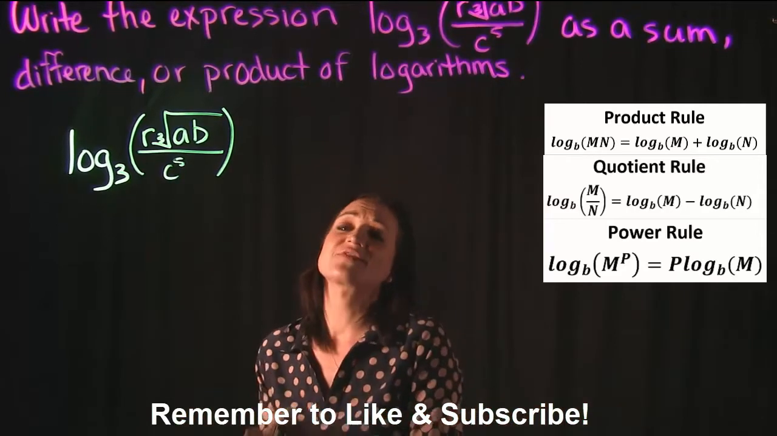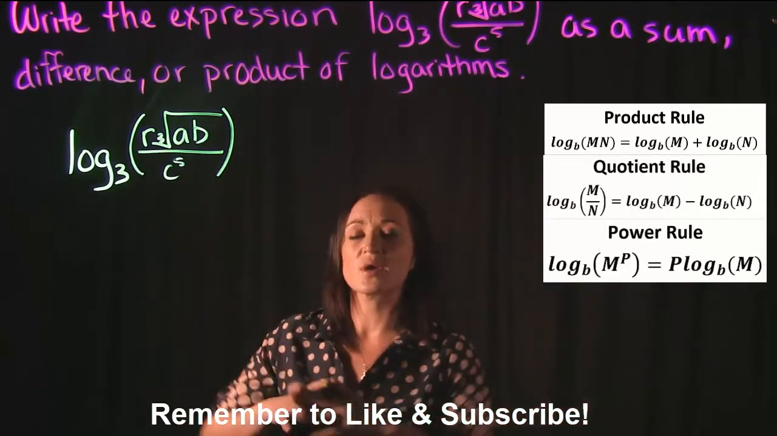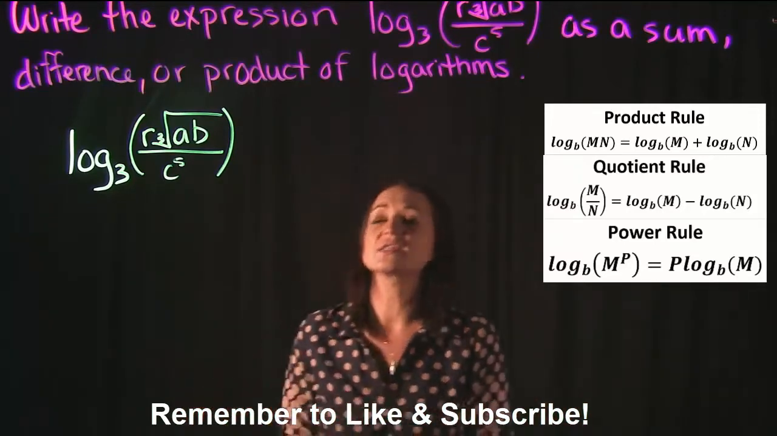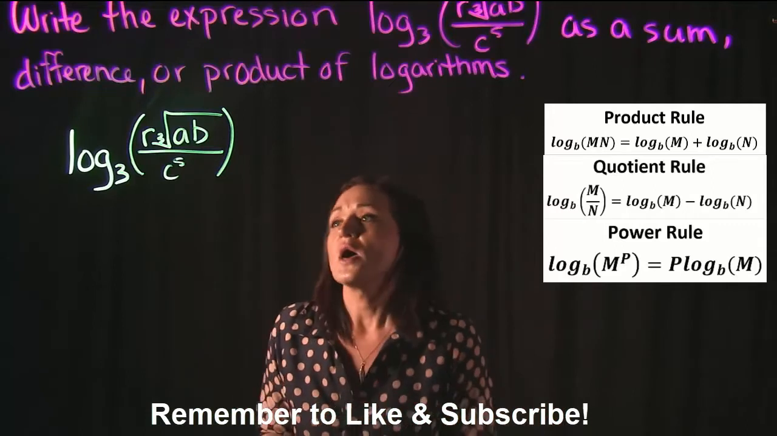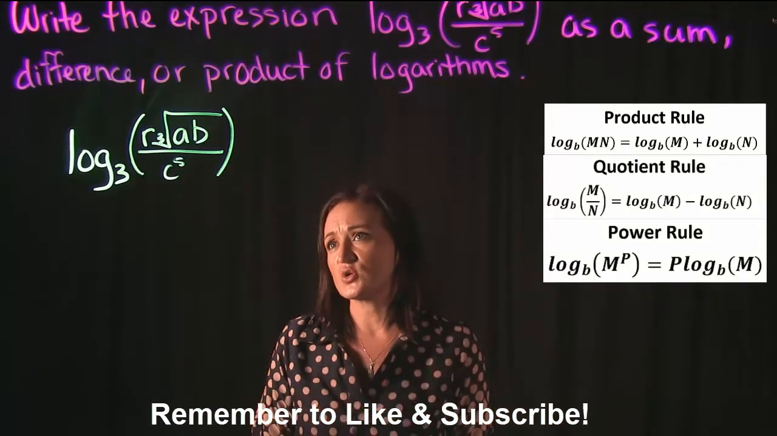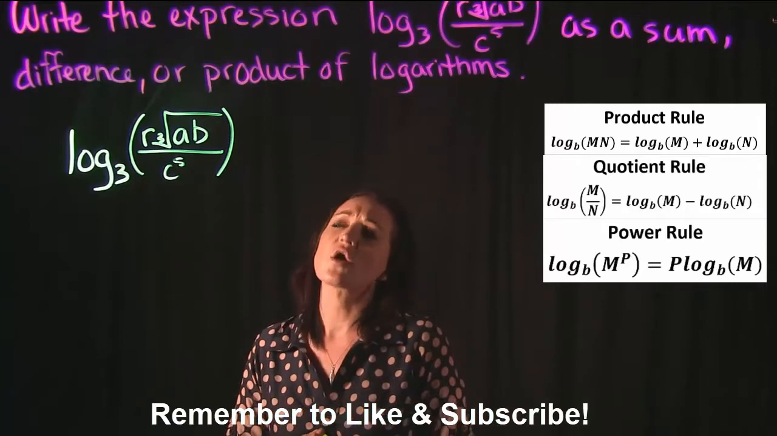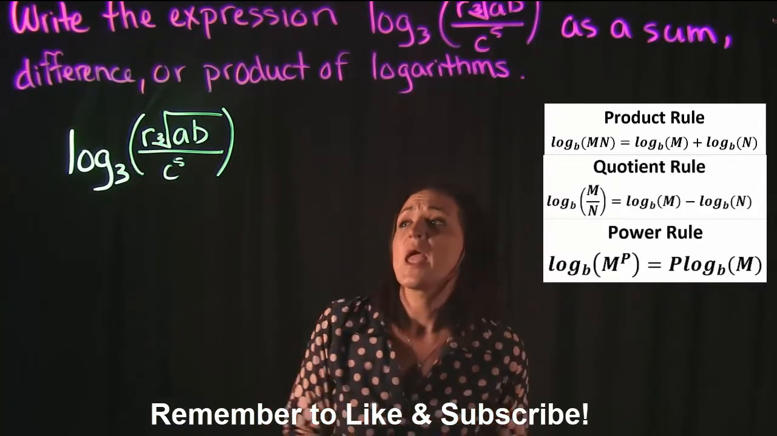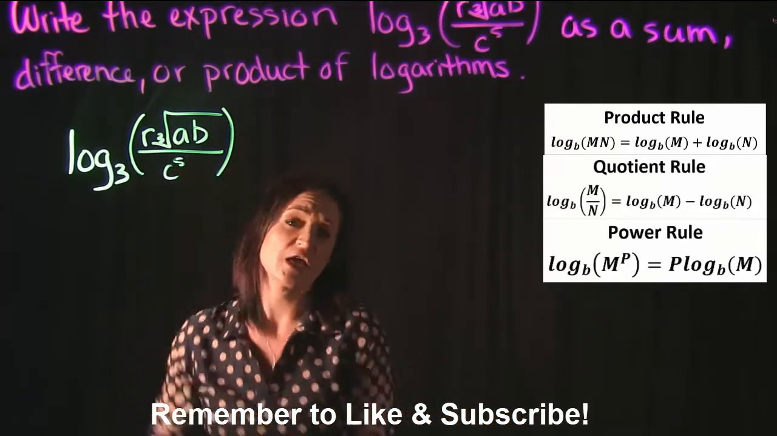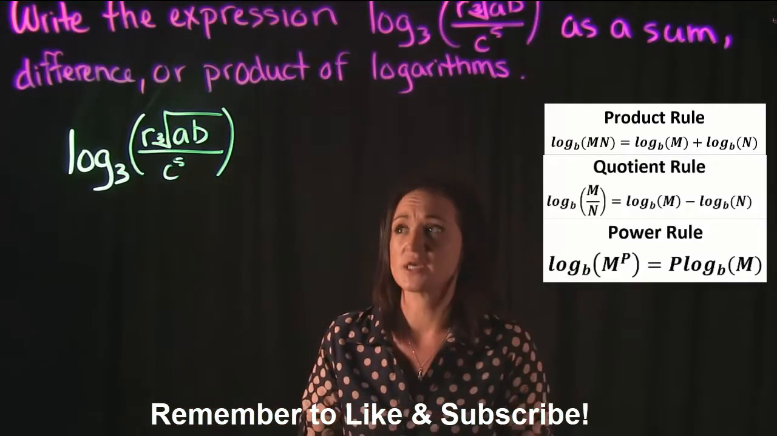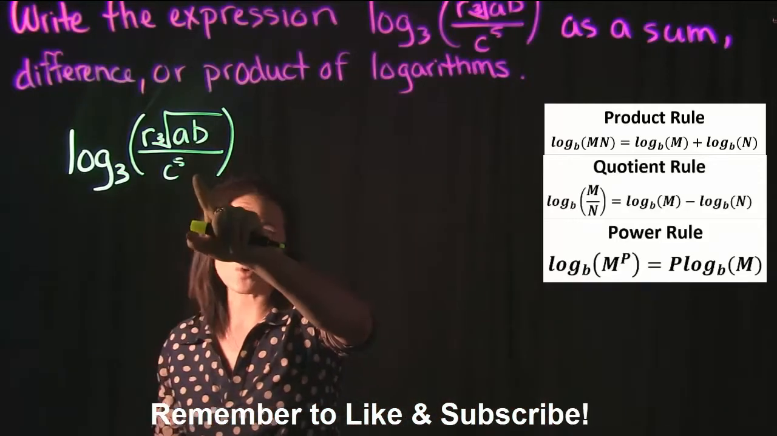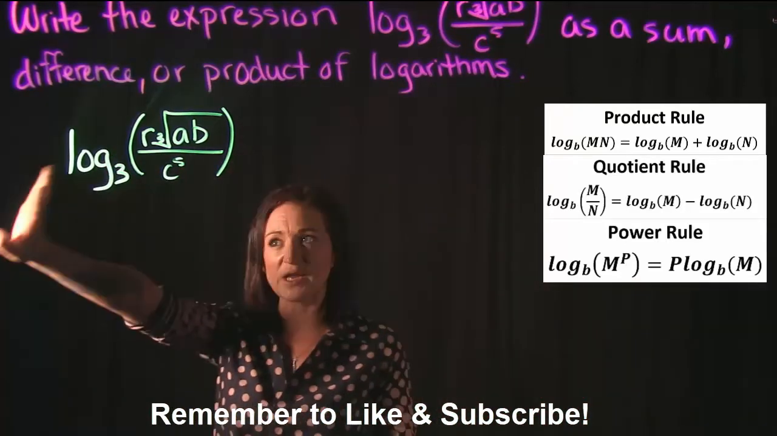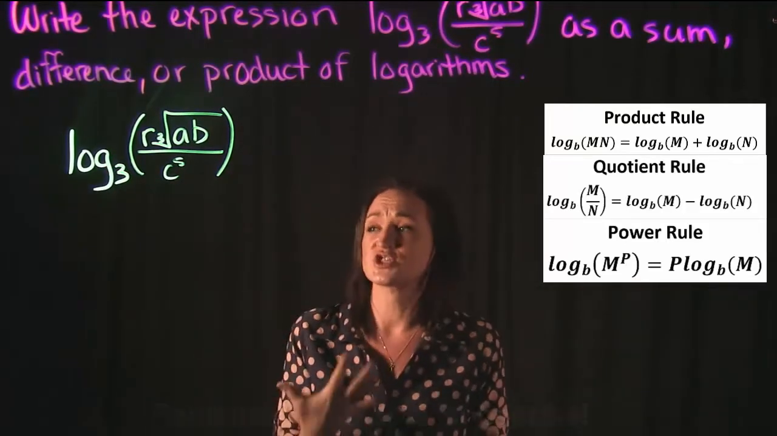So we can take something like this and expand it out, or we can be given something that's already expanded and then condense it down using the same properties. Typically, if you have a product, that correlates to an addition. If you have a division, that correlates to a subtraction. And if you have any kind of power, like we do here, the power rule just tells us to bring it down in the front, kind of like a coefficient.